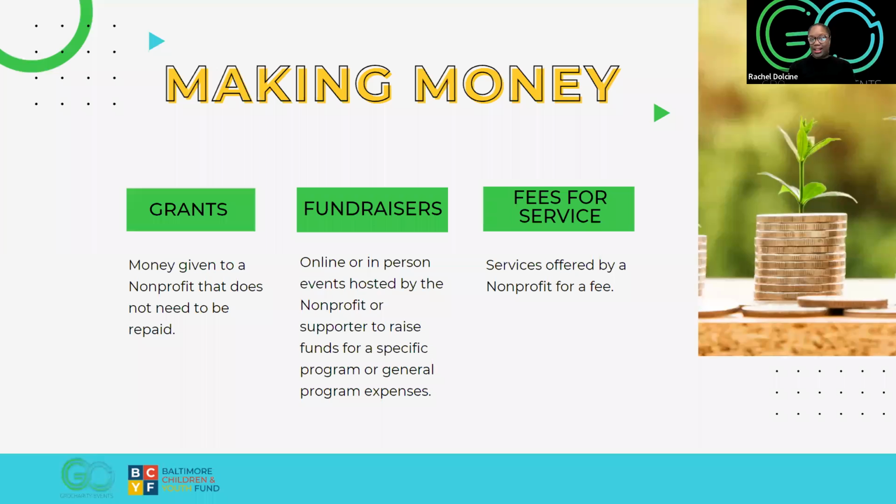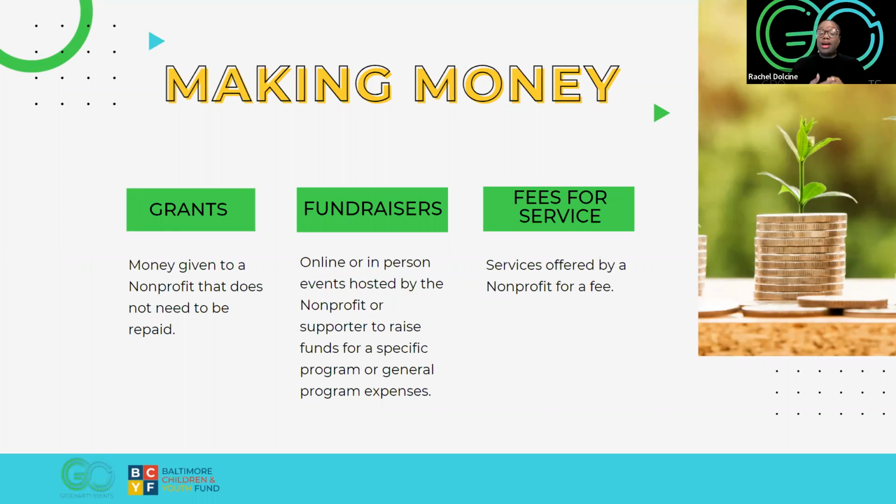Fundraisers can be online, they can be in person, and they're hosted by the nonprofit, or you may have a supporter, right? One of the boards I sit on, we have supporters who every year for their birthday do a birthday fundraiser for the organization and we get the funds, right? So it may not be you as the organization doing this fundraiser directly. It might be a supporter, a friend of the organization who's doing the fundraiser for a specific program or for general program expenses. If it's a friend or supporter of the organization, communicate with them what your needs are.